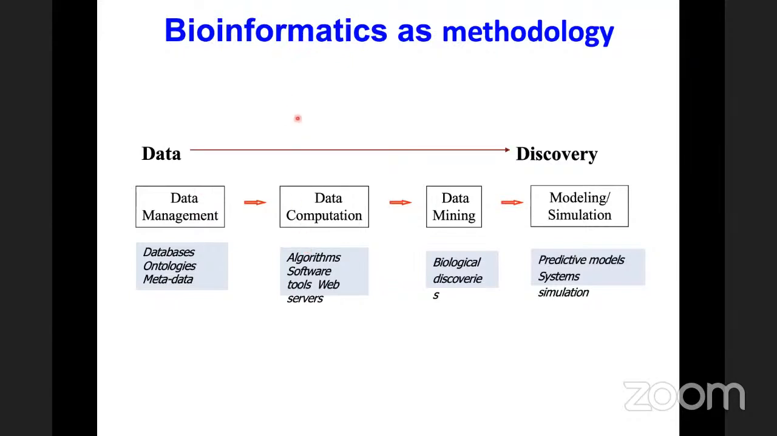Python, Perl. These days, if you search for Python jobs, there is a huge gap between supply and demand. The demand is very, very large, but the supply is very, very low. So if a bioinformatician is good in programming, he'll opt for this career, like software, algorithms, tools and web servers.